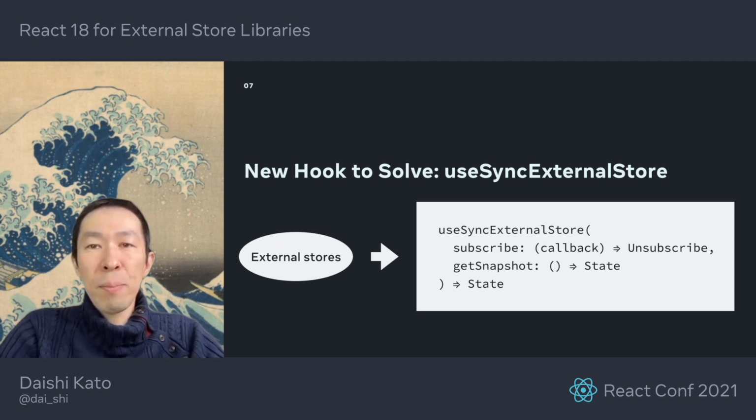This new hook has an API that is familiar to developers who have experience with subscription. In its basic form, the hook takes two functions. The first one is the subscribe function to register a callback function. The second one is the getSnapshot function, which returns an immutable value. The value is then returned by the hook. Let's see how to use it.